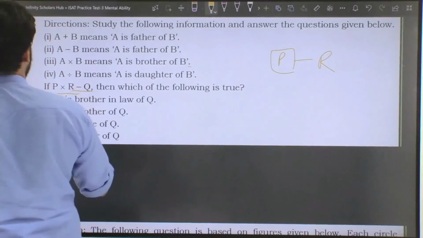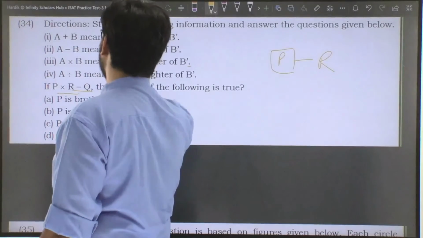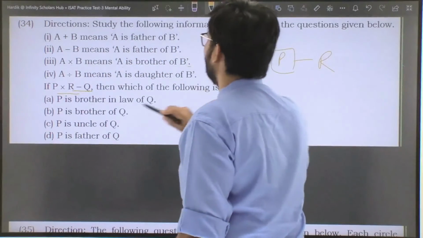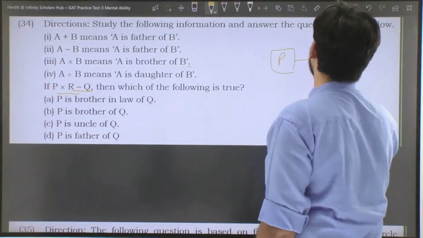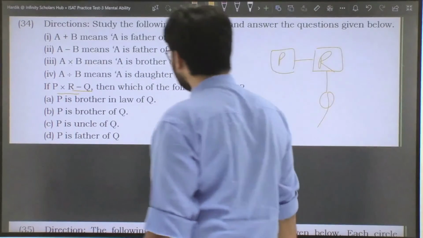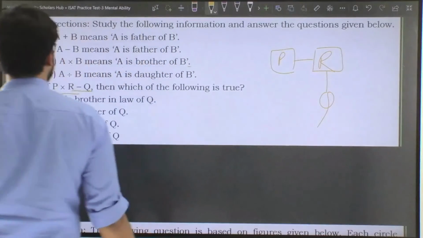Then R minus Q. So A minus B means what? A is the father of B. That means over here R is the father of Q. So R is the father of Q. Alright. So your figure will look like this.